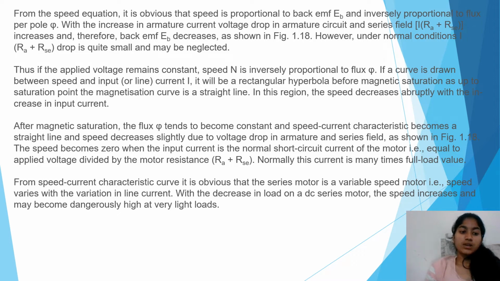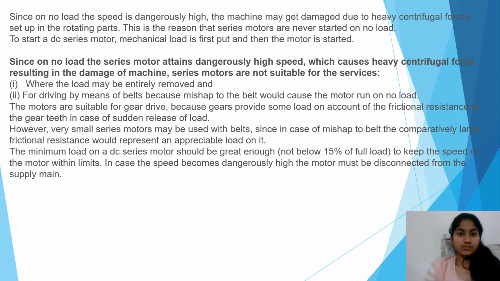That is, speed varies with the variation in line current. With the decrease in load on a DC series motor, the speed increases and may become dangerously high at very light loads. Since on no load the speed is dangerously high, the machine may get damaged due to heavy centrifugal forces set up in the rotating parts. This is the reason that series motors are never started on no load. To start a DC series motor, mechanical load is first put on and then the motor is started.